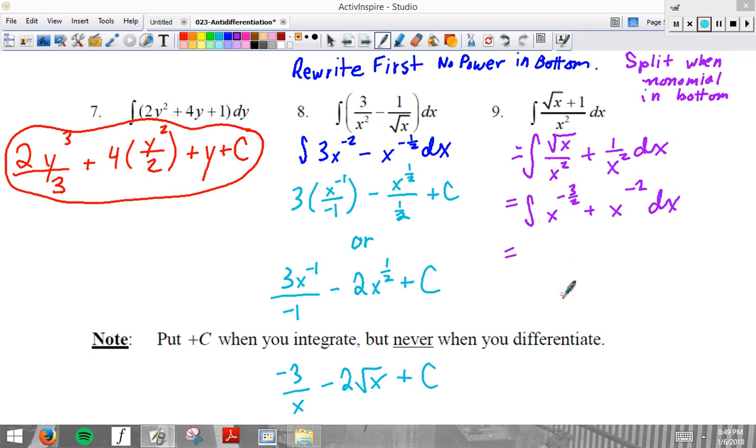Add 1 to the power. Negative 3/2 plus 1. Write it out in the margin if you have a hard time with this. I swear you'll start to get better at it. Everyone gets way better at adding fractions than they ever thought they could. Negative 1/2. Instead of dividing by negative 1/2, I'll multiply by the reciprocal of negative 1/2, which is negative 2. Add 1 to the power.